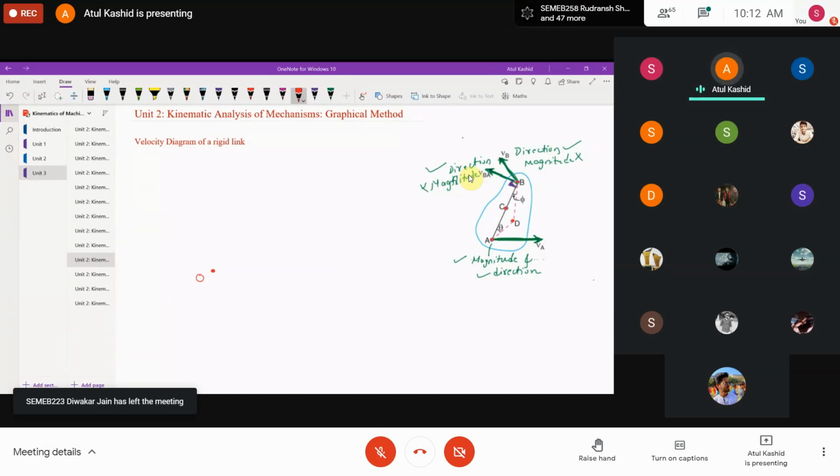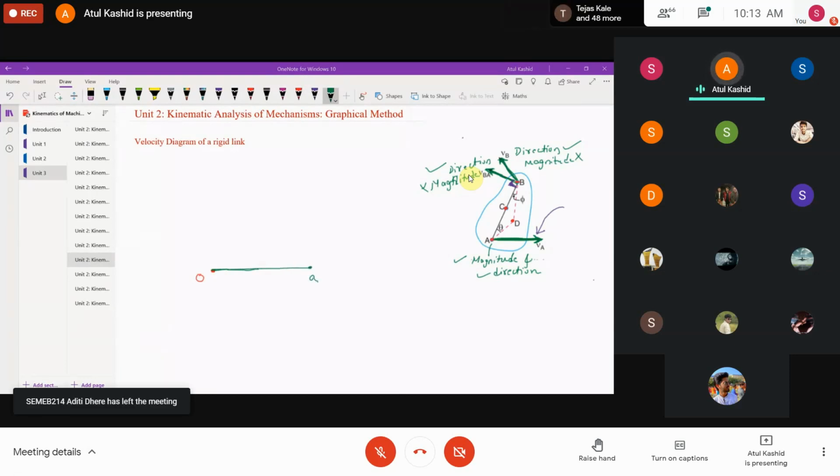Now in this example, there is only one point for which we know the magnitude as well as direction, and that is the point A. We know the direction: VA, you can see over here, is perfectly horizontal. In the velocity diagram also, you have to go in the same direction as shown in the diagram. So I will draw, and this is my vector OA.